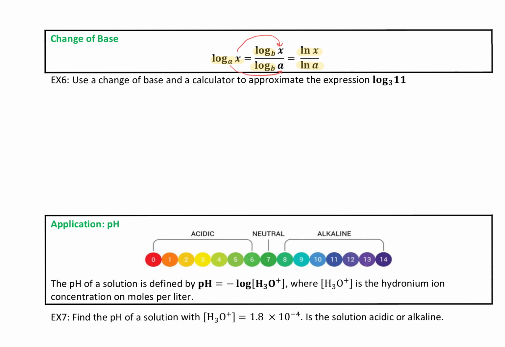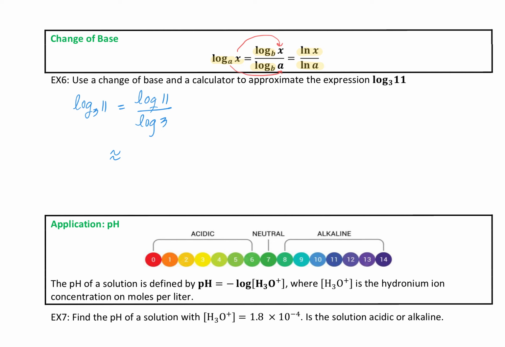In example 6, we'll go ahead and use this change of base and then a calculator to approximate the expression log base 3 of 11. So my calculator doesn't do log base 3. In order for me to figure out what log base 3 is, I would have to rewrite this. So I'm going to do it with base 10. So that's log, I'm not going to write base 10. I'm just going to write log of the 11 is on the top and the base 3 is on the bottom.